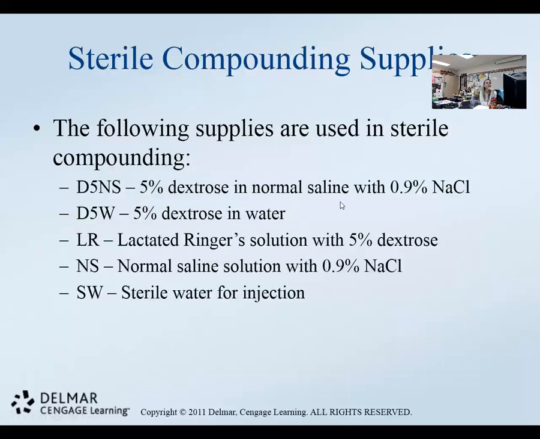The following supplies are used: D5 normal saline. So again, that means dextrose 5% in normal saline, which is the 0.9%, like I said. LR, lactated ringers, is another kind of base fluid that people get. Normal saline, again, is the 0.9. And then sterile water for injection, SW.